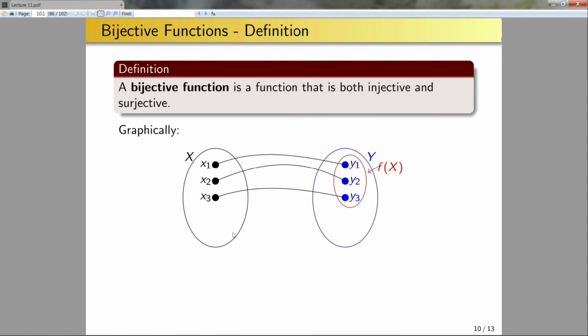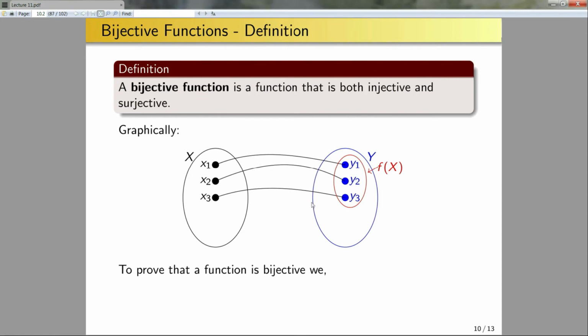Okay, so graphically, bijective functions look like this. So for any given x in my domain, there is at most one value y in the codomain that it gets mapped to. And for every value y in my codomain, there is at least one value x in my domain that maps to it. So if you put these two together, I get that the domain and the codomain have the same number of things, and we have this nice mapping that kind of looks like this.